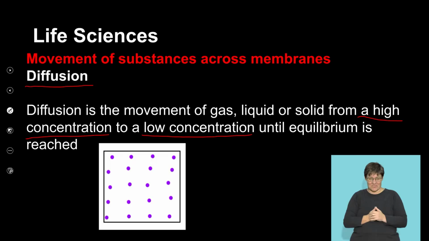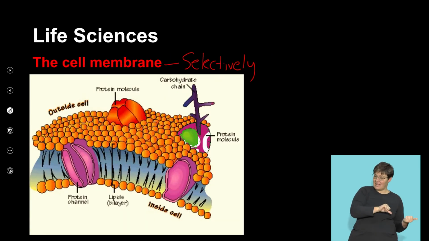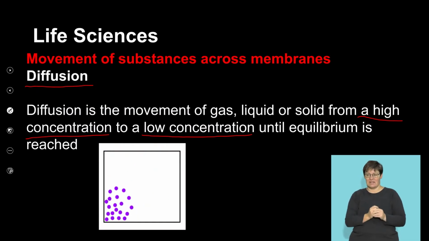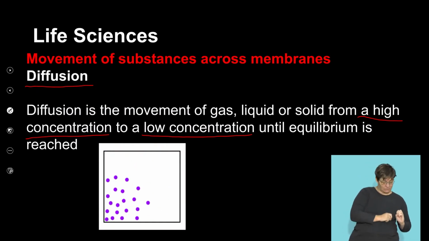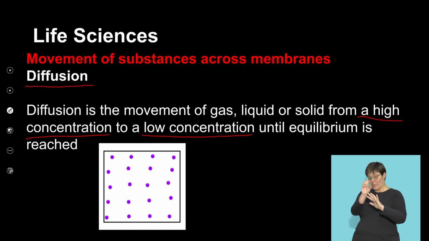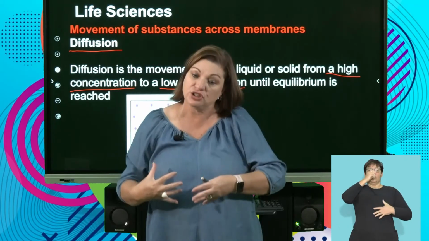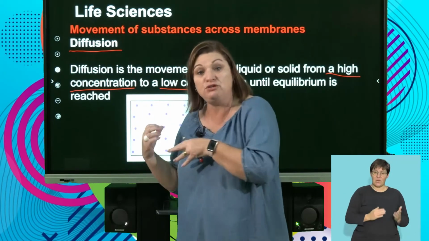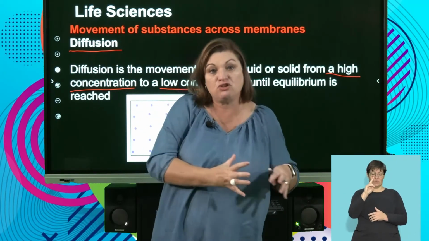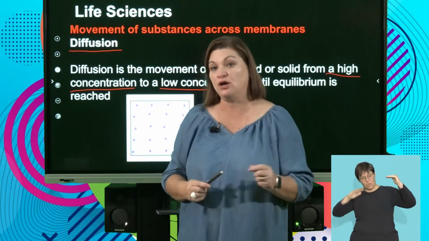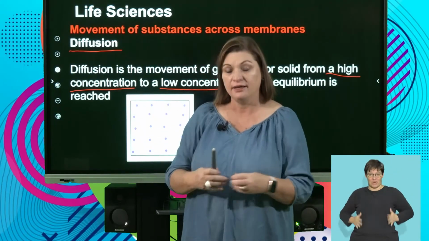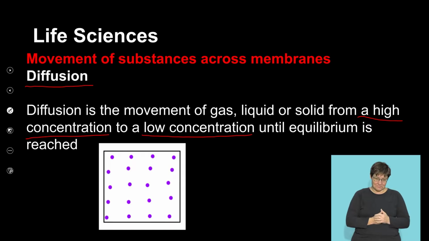Okay, so I'm going to go back one slide so that you can see the movement again. Have a look at the bottom. It moves from a high concentration to a low concentration. That's quite important for us, and that's how gases are going to move through my body. When I breathe in, oxygen is going to move via diffusion from a high concentration in my lungs to a low concentration in my body.